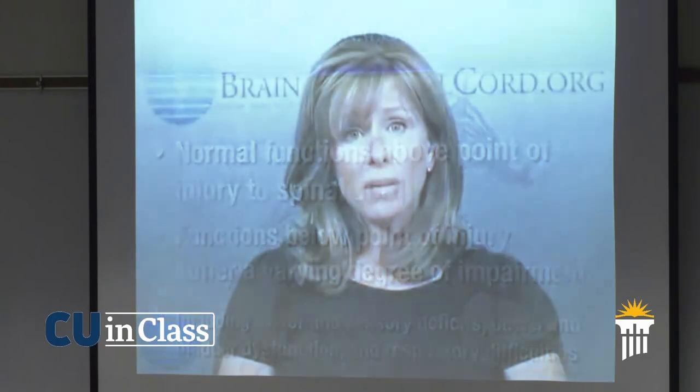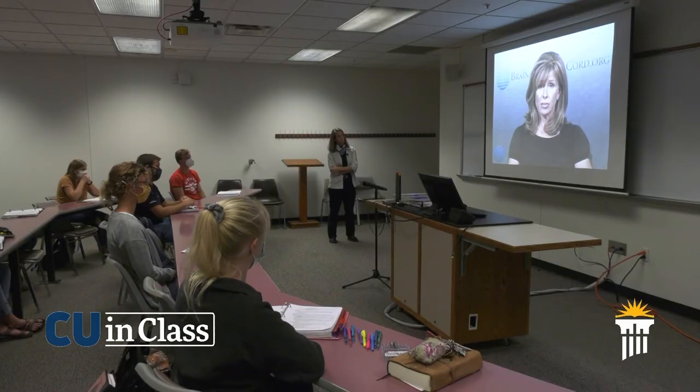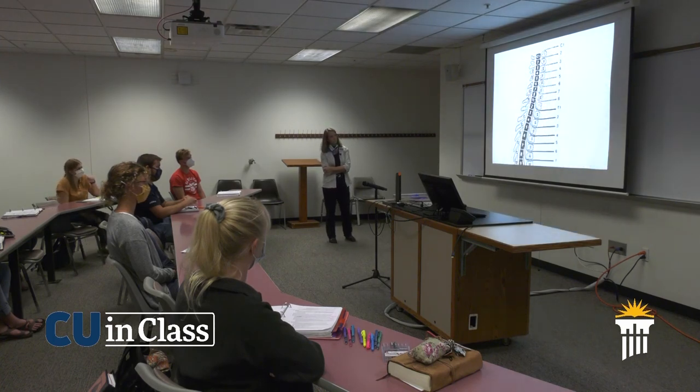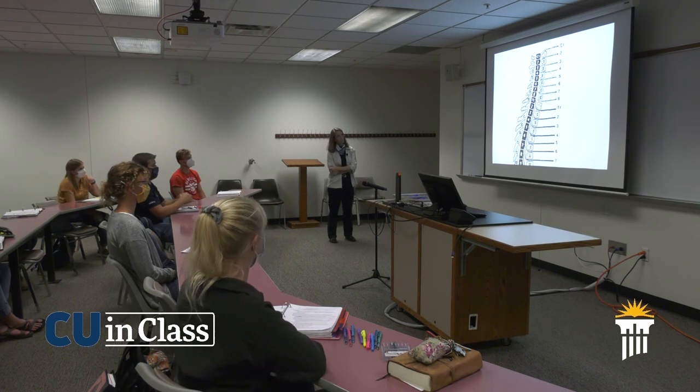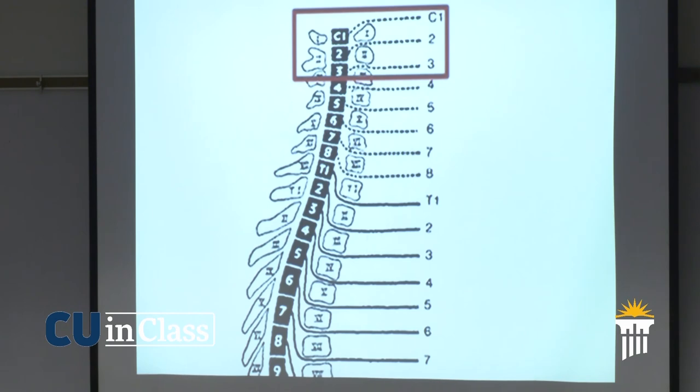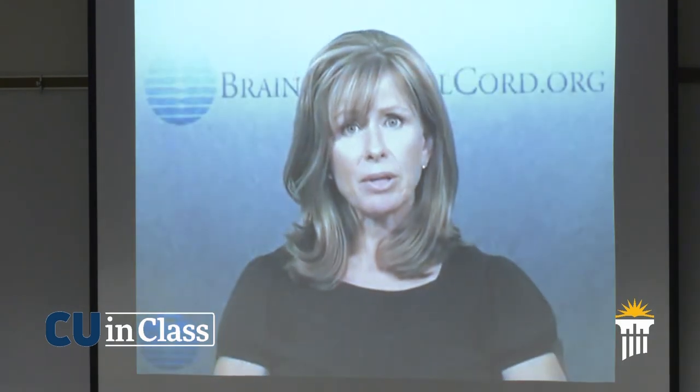The letters and numbers that doctors refer to after a spinal cord injury are used to identify where along the spinal cord the injury occurred. The higher the point of injury, the greater the impairment. C-level injuries occur in the cervical area of the spine. An injury that occurs in the C1 to C3 area results in limited movement of the head and neck only, with paralysis below that region.